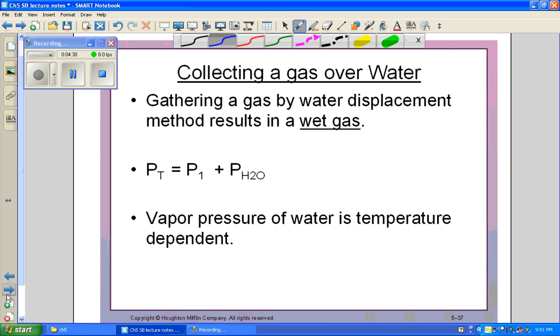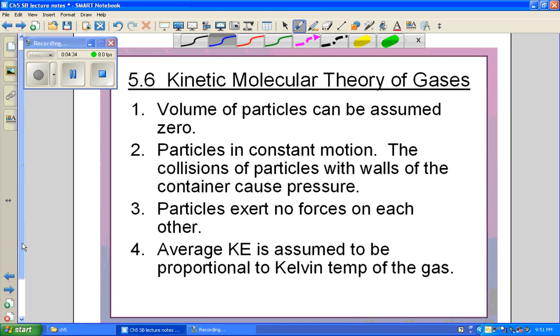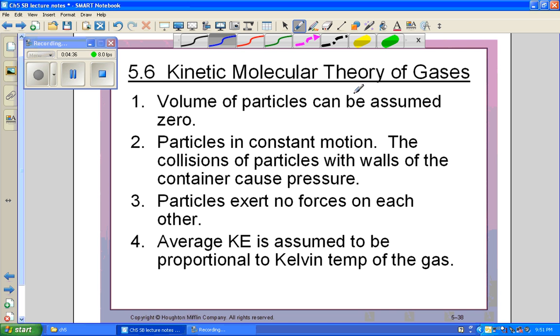That leads us to the kinetic molecular theory of gases, which I already mentioned a little bit earlier. The volume of the particles can be assumed to be zero. We are not taking it into consideration because they're very, very small. There's great distance between the molecules. We're hoping that there isn't any interaction, and so we can talk about PV equals nRT then.